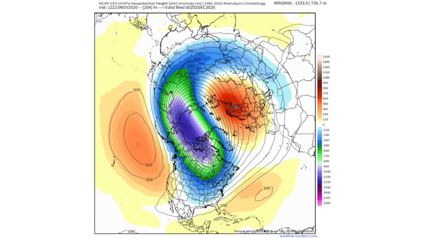Here's by December 2nd. So this is December 2nd. The surface map would probably look like this most likely right around the 9th or 10th.